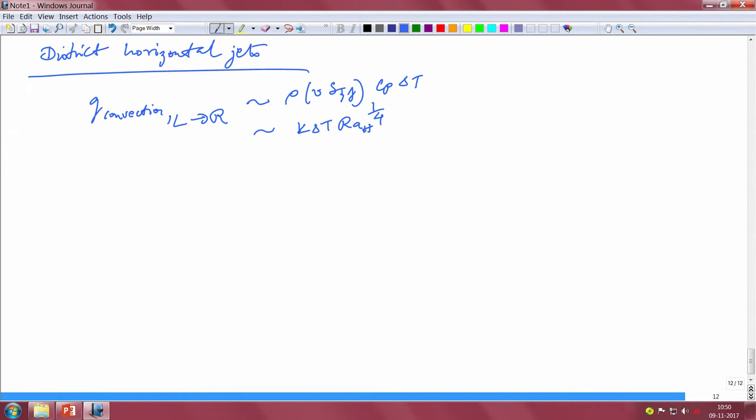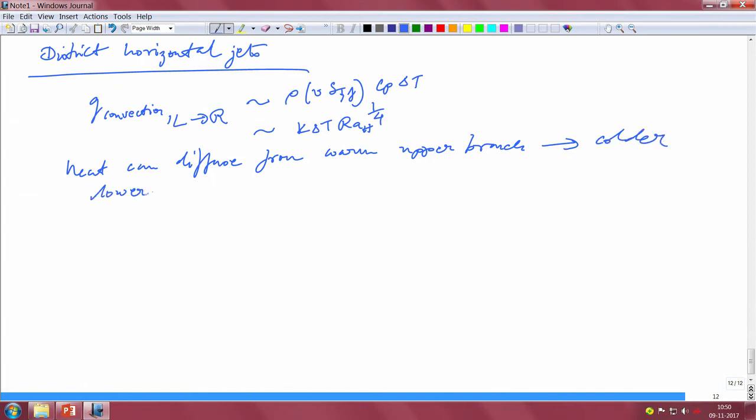Similarly, there will be a conduction that would happen from the top to the bottom. So, it is basically heat can diffuse from the warm upper branch to the colder lower branch, and that is so because the top and the bottom of the cavity are at a different temperature. So, there can be heat conduction due to that.